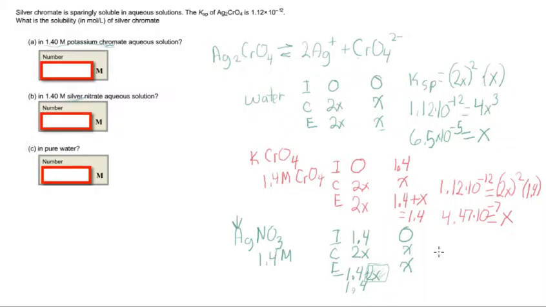So we have 1.12 times 10 to the negative 12, my Ksp, equals 1.4 squared times x. So I'm going to square 1.4 and then divide both sides by that number, and I get x equal to 5.7 times 10 to the negative 13.